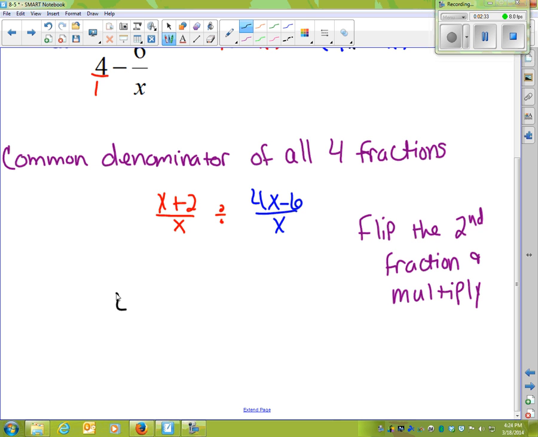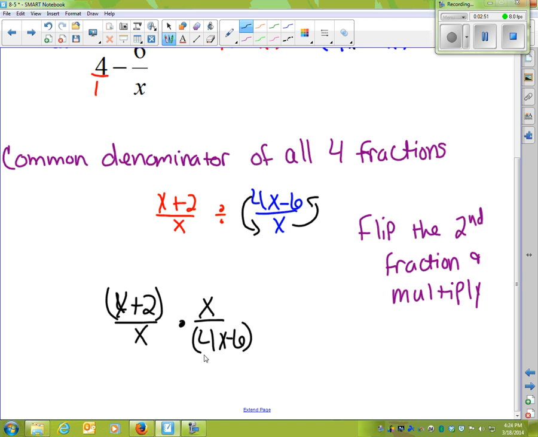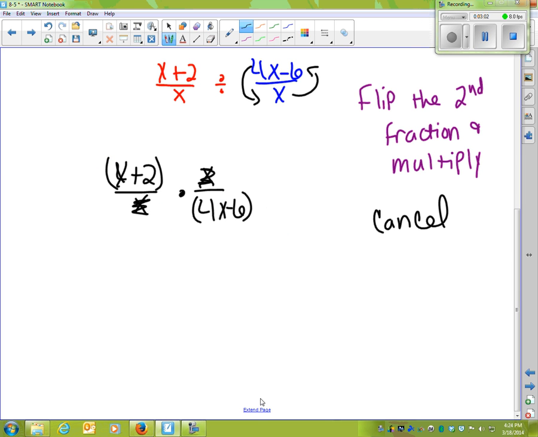So I take my first fraction, x plus 2 all over x times the x is now in the numerator and 4x minus 6 is in the denominator. And now I cancel. X and x can cancel, bringing me to x plus 2 all over 4x minus 6.